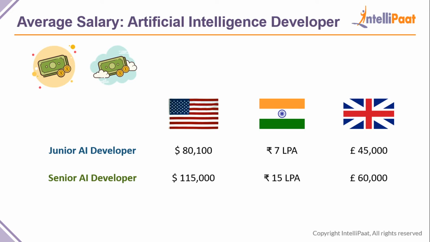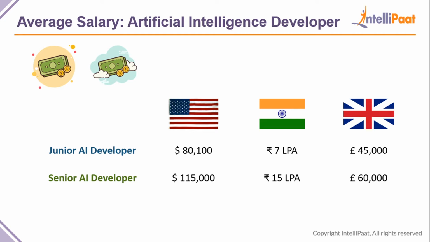So a junior AI developer in the USA earns about $80,000. In India, it's about 7 lakhs per annum, and in the UK, it's about 45,000 pounds. When you have to talk about a senior AI developer, it goes well north of $115,000. Again, way above 15 lakhs per annum, and lots above 60,000 pounds as well. But then, since I have to give you the average numbers to keep this to the aspect of all of our dear viewers, these are the numbers for you guys.